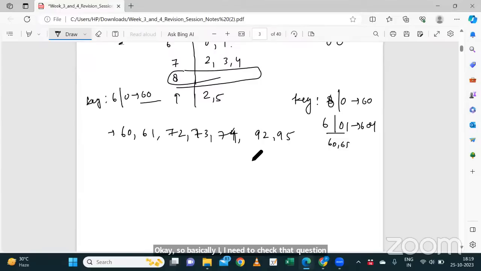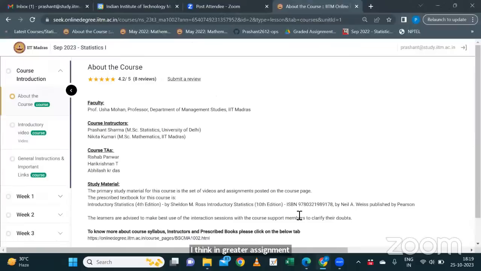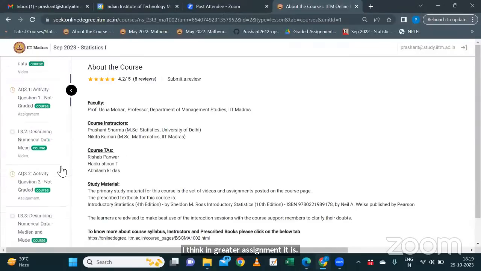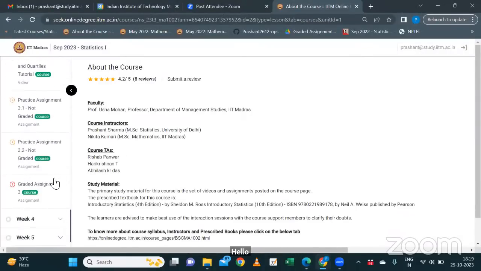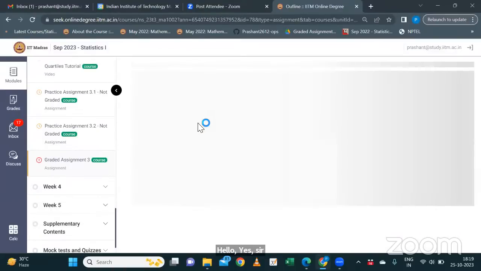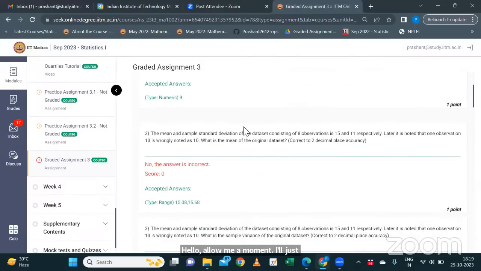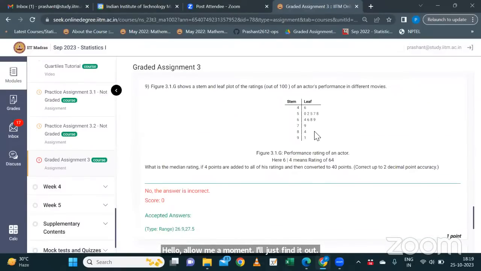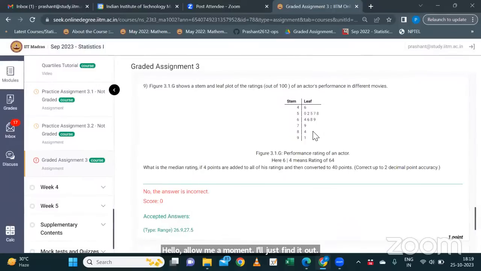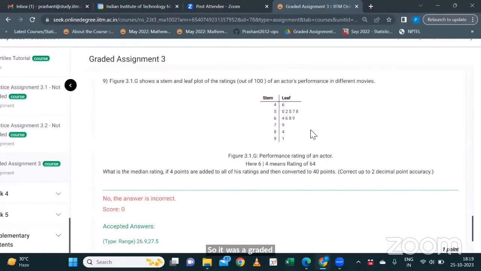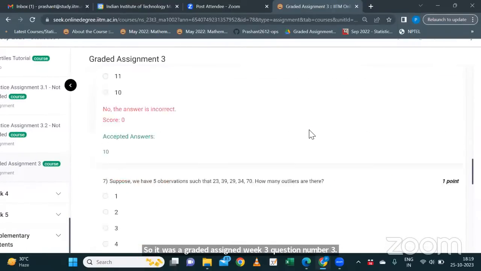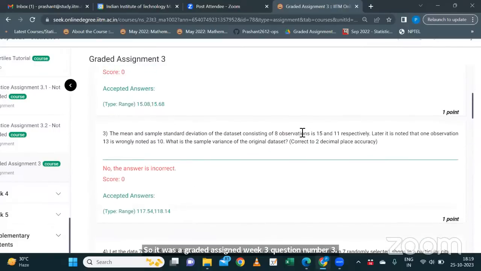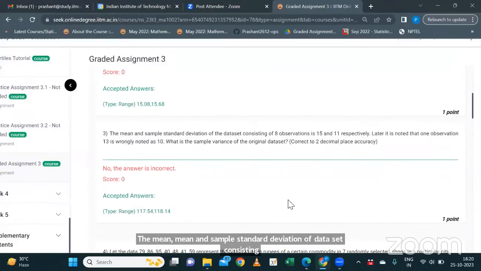Allow me a moment, I'll just find it. I think it was in the graded assignment. I wrote an email to the support team as well. Let me check where this question is. It was graded assignment week 3, question number 3: the mean and sample standard deviation of a data set consisting of 10 observations is 15 and so on. That's not related to this one, right?